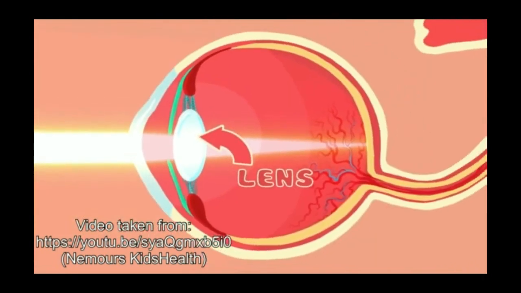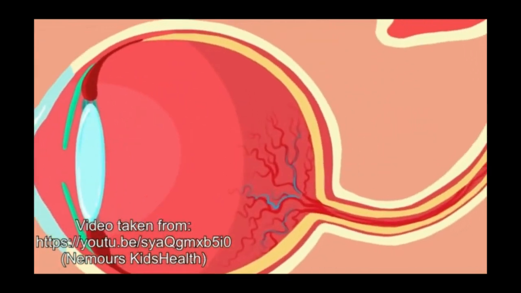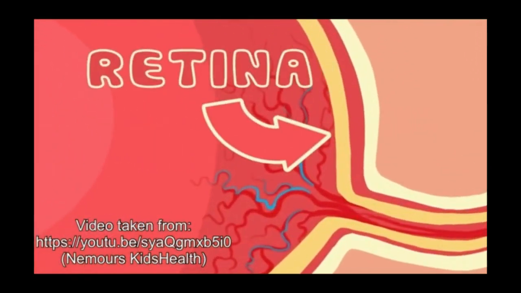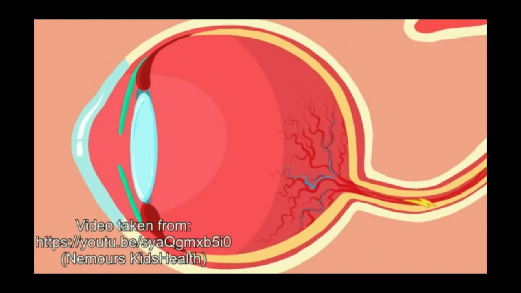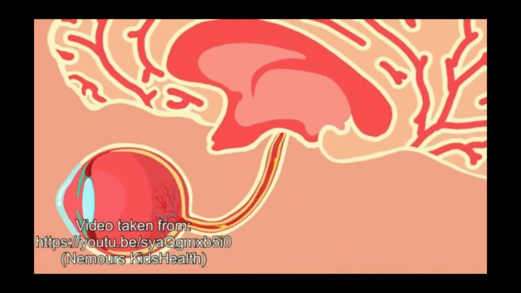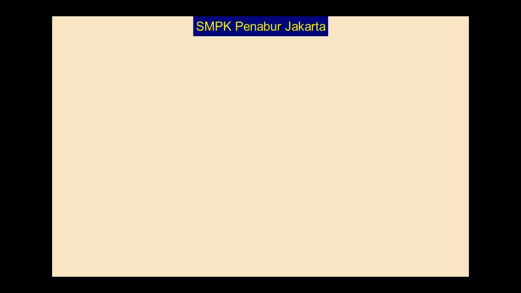So next, after the pupil, is the lens. The lens also helps your eyes focus so that you can see far or near objects clearly. The lens then sends the light into our retina, which then the cells in the retina turn the light into electrical signals, which are then sent into our brain through the optic nerve.